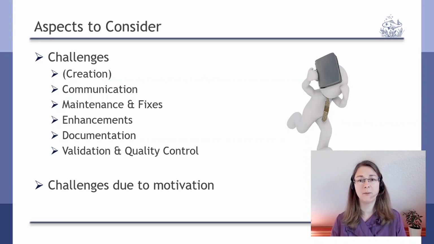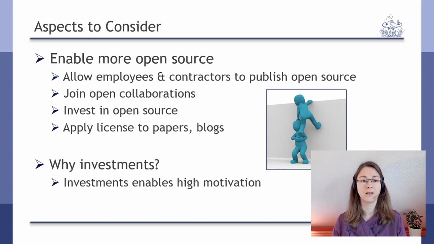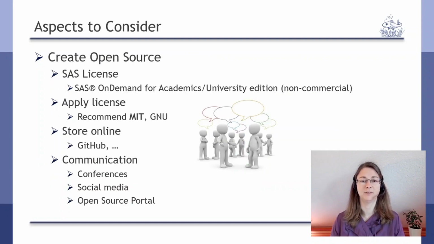And these challenges really come from motivation. So to enable more open source, it's very important that you allow your employees and contractors to publish open source, to join open collaborations, to invest in open source, and what's also very important, if you publish source code in posts, in blogs, or in papers, include a license, because if you don't include a license, the copyright applies and other people cannot just simply use your code. Why investments? Investments are very great to allow a higher motivation to create quality checks, for example, and documentation. So really think about investments as well.